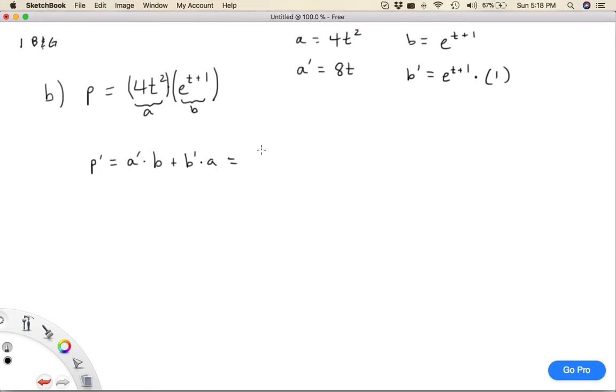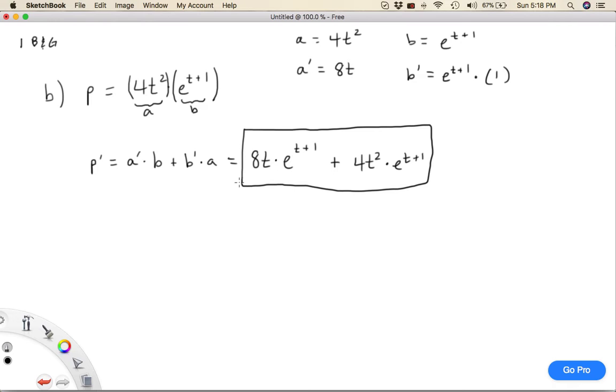Okay, so then we're just going to plug everything in. A prime times B is going to be 8t times e to the t plus 1 plus B prime times A. So that's just 4t squared times e to the t plus 1. And this right here is your derivative. I think you can leave it like that.